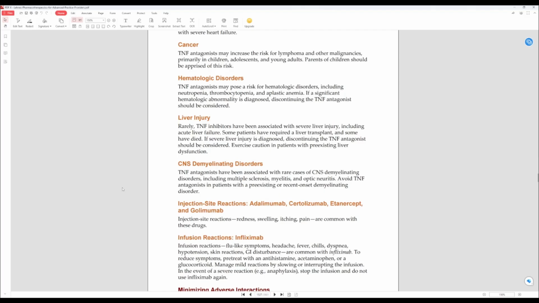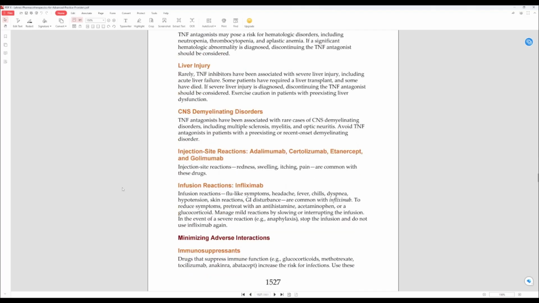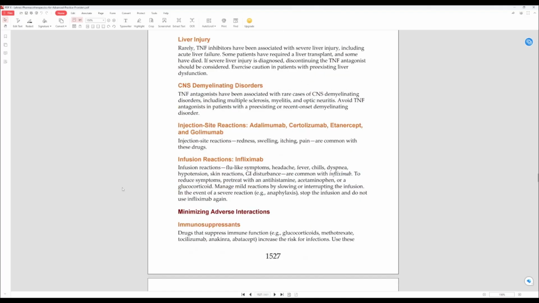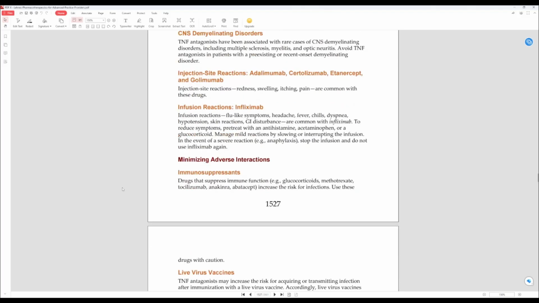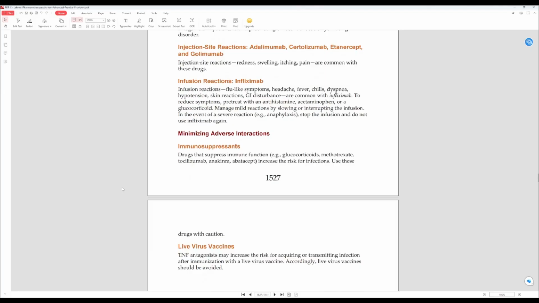Here's CNS demyelinating disorders. TNF antagonists have been associated with rare cases of CNS demyelinating disorders, which include multiple sclerosis, myelitis, and optic neuritis. Avoid TNF antagonists in patients with pre-existing or recent onset demyelinating disorders. Injection site reactions to adalimumab, certolizumab, etanercept, and golimumab. Again, injection site reactions, redness, swelling, itching, and pain are common with these drugs.